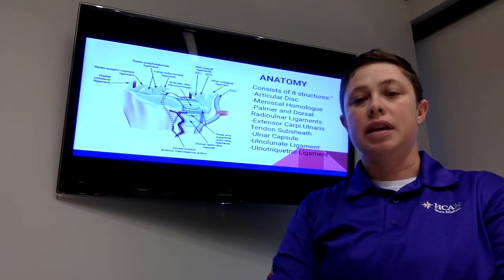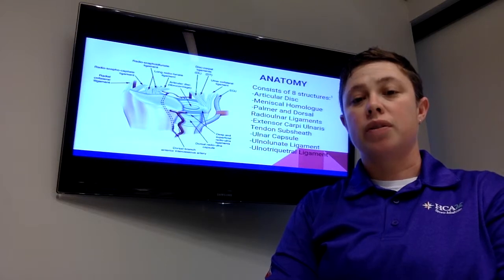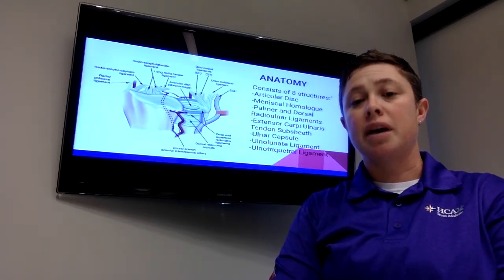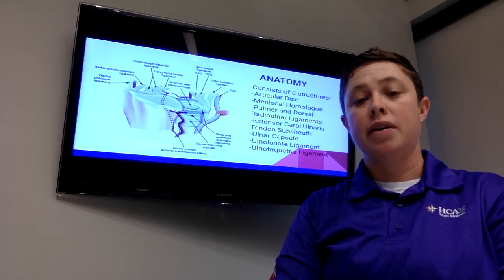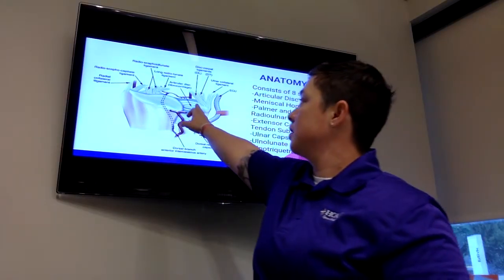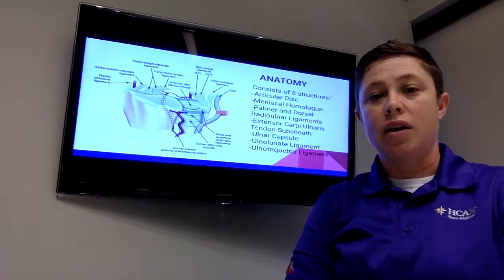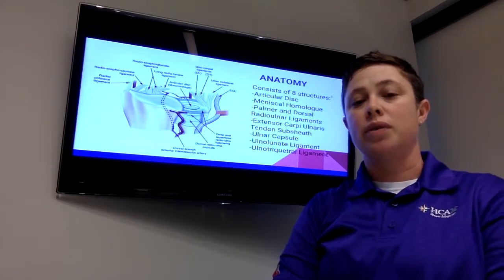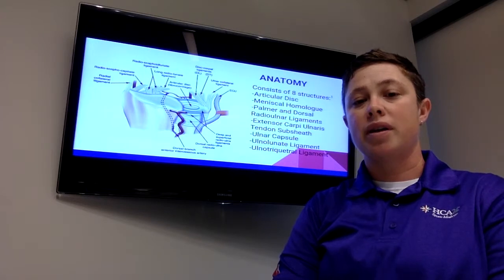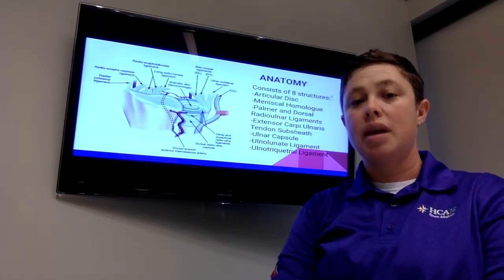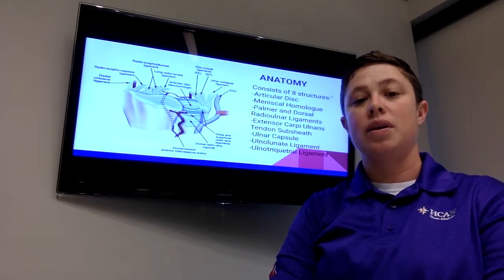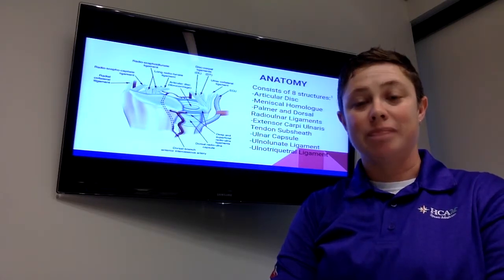The TFCC, which is short for triangular fibrocartilage complex, consists of 8 structures, making it a pretty complex piece of anatomy. First and foremost is the articular disc in the center, and it also includes the meniscal homolog, palmar and dorsal radial ulnar ligaments, extensor carpi ulnaris tendon subsheath, and ulnar capsule, the ulnolunate ligament, and the ulnotriquetral ligament.